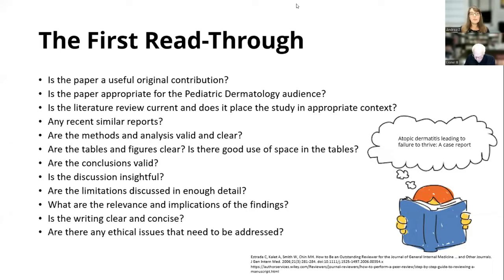Is the literature review current, and does it take place in appropriate context? Are there any similar reports? As a reviewer, it's good to do a quick PubMed search and see if there are any recent publications that are very similar to it. Is it really as novel as they say? Sometimes things get submitted, and in the process, new articles get published at the same time that can be very similar. We saw a lot of that with COVID publications.